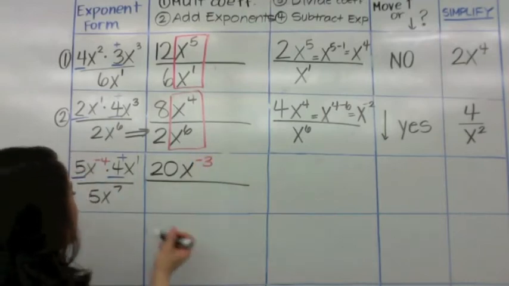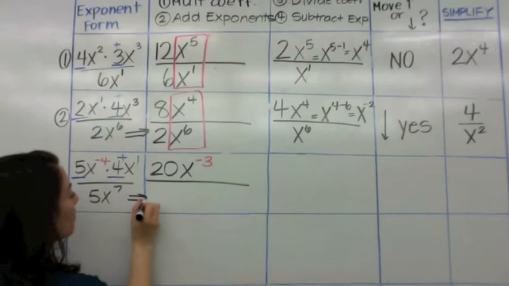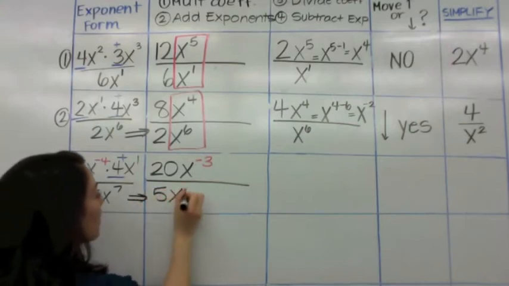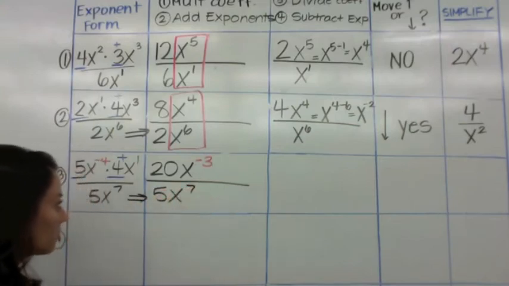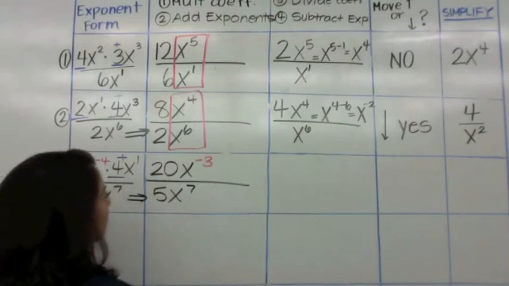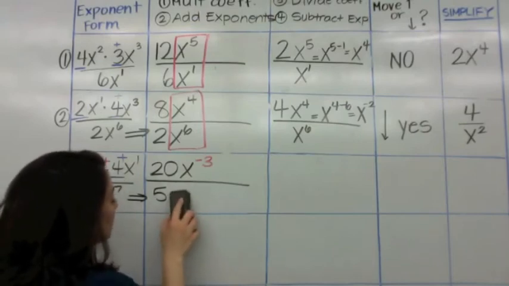And then we're going to keep the bottom the same. That's 5x to the power of 7. All right. So, let me rewrite this.